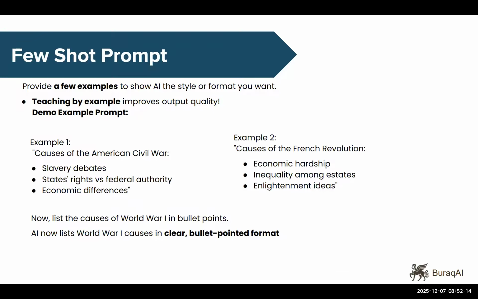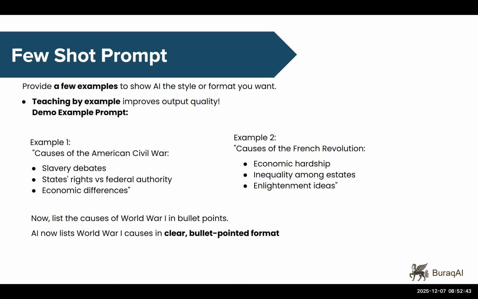Or few shot prompt. Few shot prompt is basically you're asking a question, but then you're giving it some examples to follow. You're teaching the model with an example, which would improve the output quality. Okay, so I'm asking a question, but then I'm giving an example. What are the causes of American Civil War? And then I'm giving a bullet point: slavery, debate, state rights, economic differences.